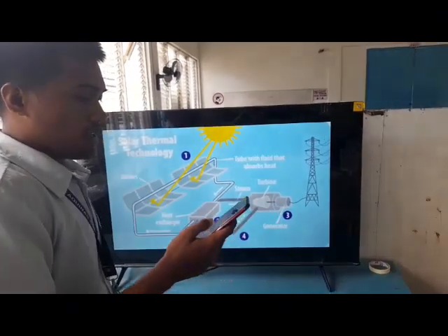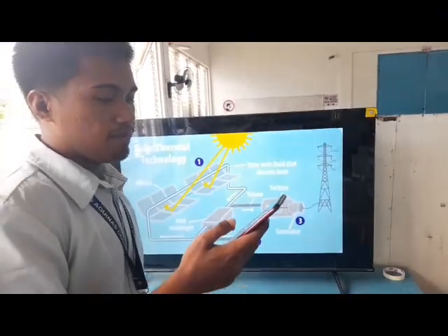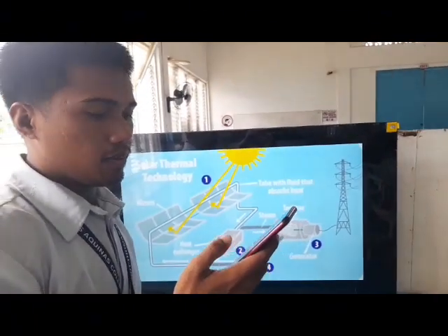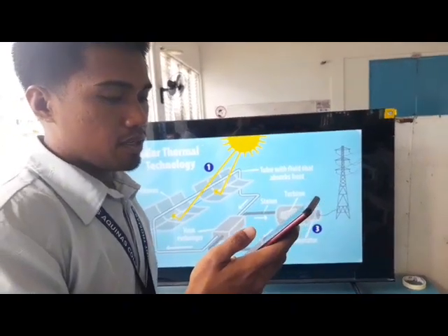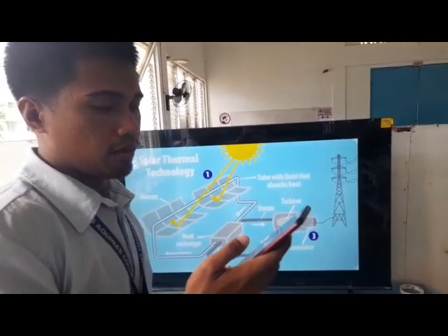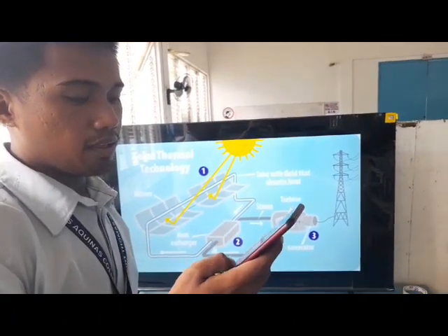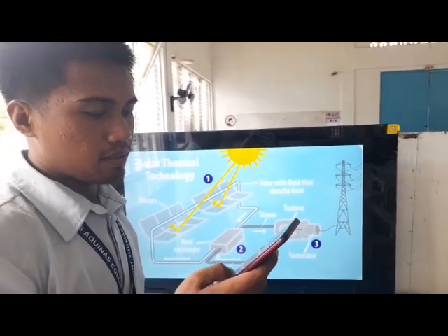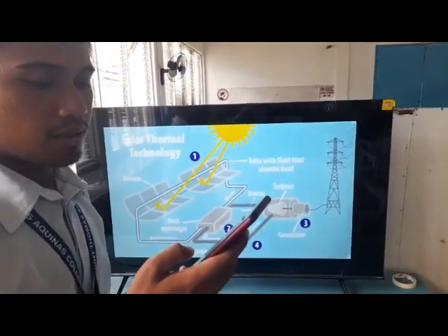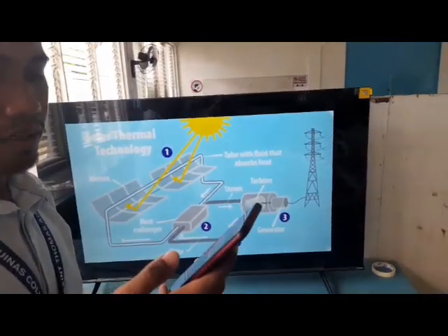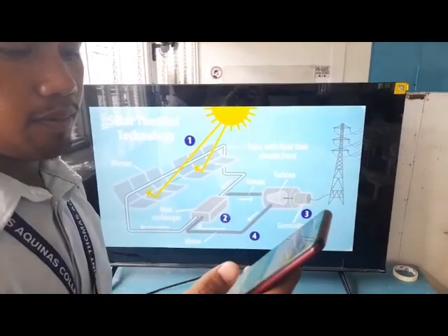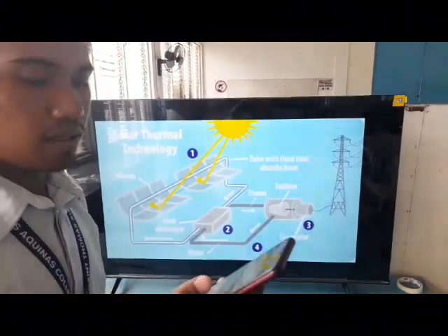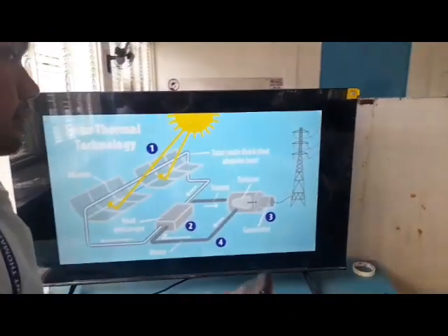Heat transfer fluid. In a solar thermal power system, a heat transfer fluid is used to absorb solar heat in the receiver. Common heat transfer fluids include molten salt, oil, or other specialized fluids. The fluid carries the heat to the next stage of the system. Heat exchanger. The heat exchanger transfers the thermal energy from the heat transfer fluid to a working fluid, typically water, to generate steam. The process is crucial to producing the high temperature and high pressure steam needed to drive a turbine.